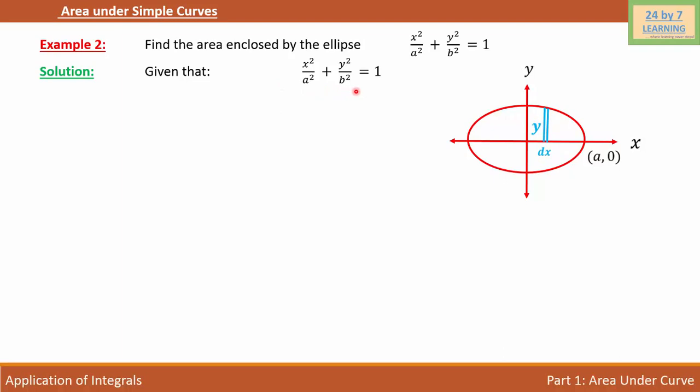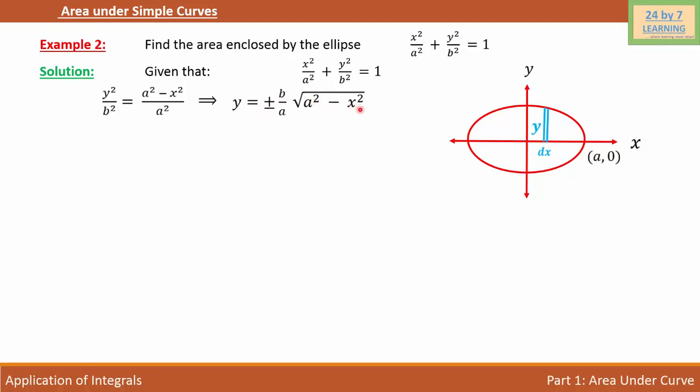Let's simplify the equation of the ellipse in terms of y. In order to do that, I need to take x squared over a squared to the other side, and if I do that, my equation will be y squared over b squared is equal to (a squared minus x squared) over a squared. If I further simplify, I will get y is equal to plus minus b over a times the square root of a squared minus x squared.